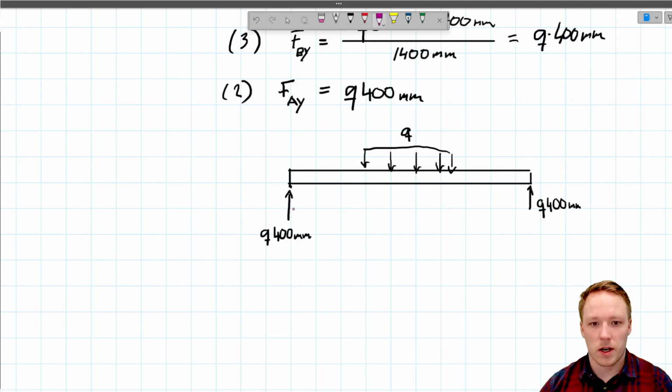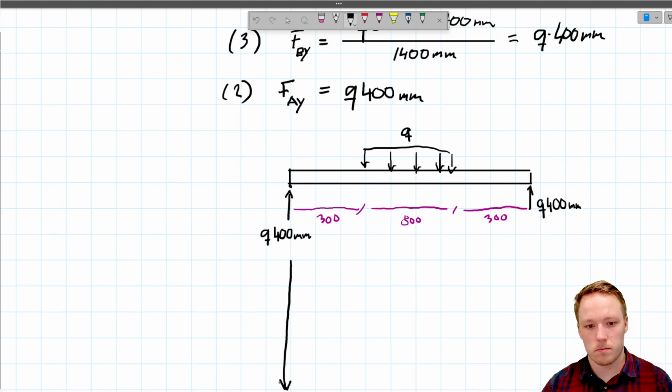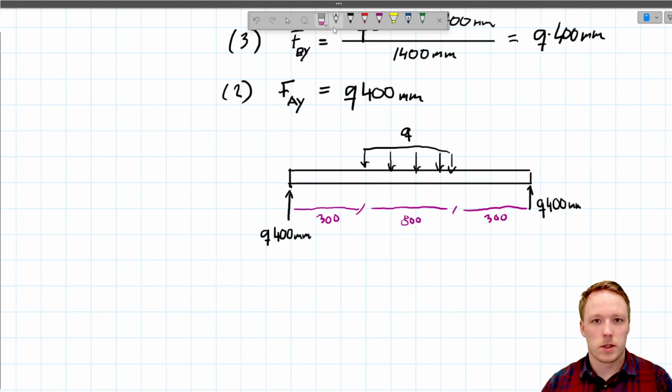The length from here to here, this one is 300. Length from here to here, this one is 800. And the last one here is also 300. So let's start by drawing the shear force diagram. So let's draw the shear force diagram here.